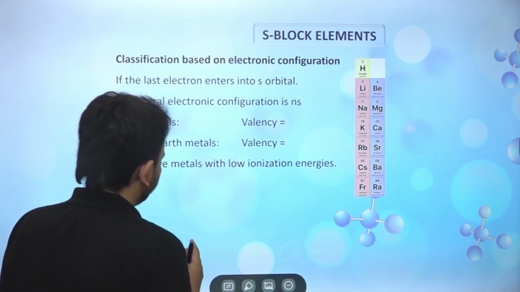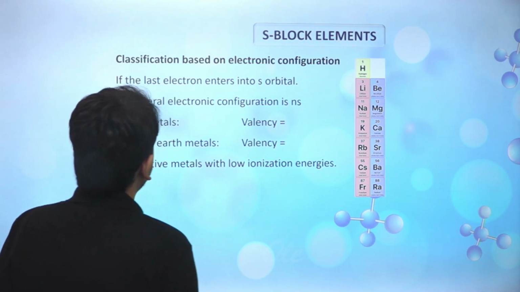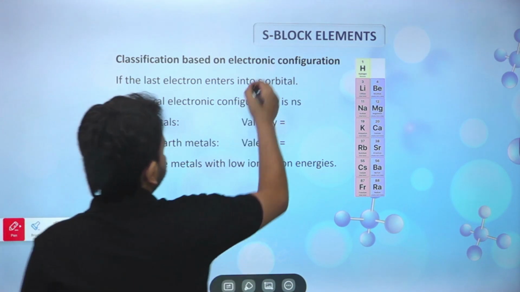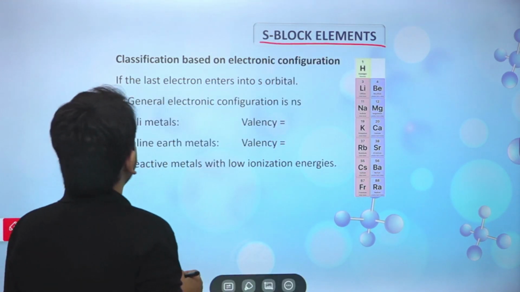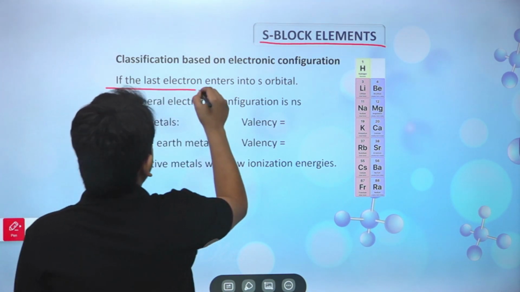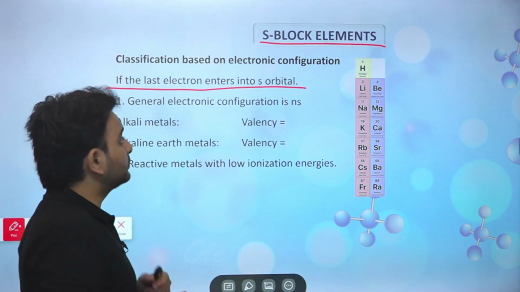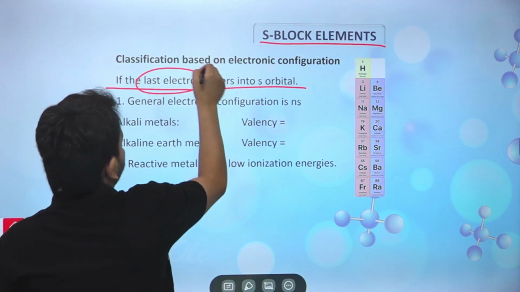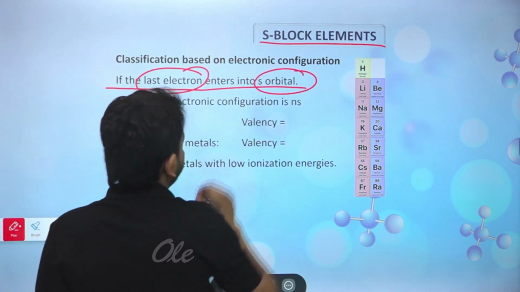Classification based on electronic configuration. So the first thing that we'll be talking about is the s block. S block elements are those in which the final, the last electron enters the s orbital.